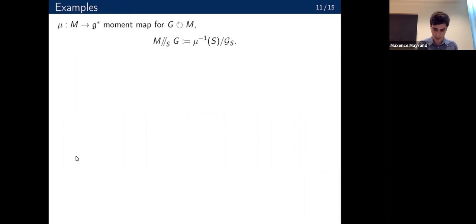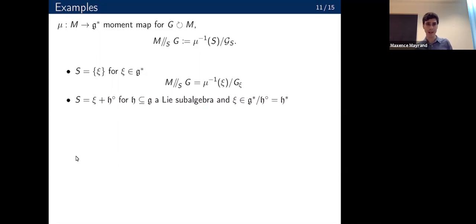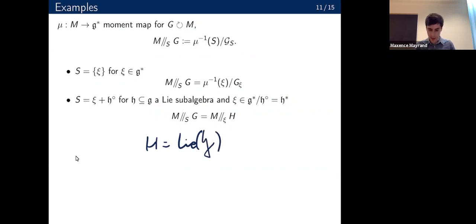So that's the setup, a moment map, we define this. Of course, if we take S to be just a point in the dual of the Lie algebra, as expected, you recover the usual symplectic reduction at level C. More generally, if you take a Lie subalgebra h, and you take C plus the annihilator of this Lie algebra, then you can view C as an element of the dual of the Lie algebra of H. And if you take the quotient along this S, you recover the symplectic reduction of H, where H is the Lie group with Lie algebra h, at level C, interpreted as an element of the dual of the Lie algebra of H.